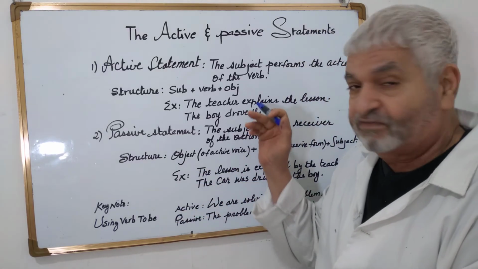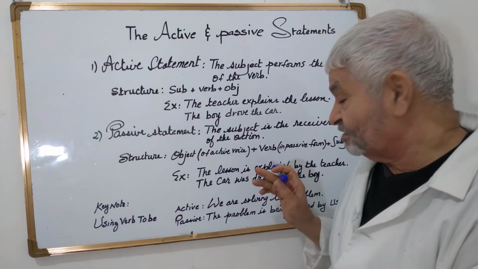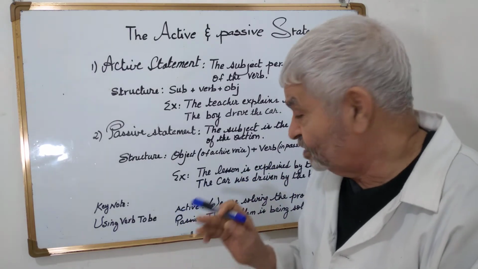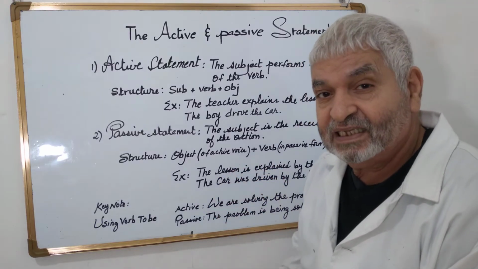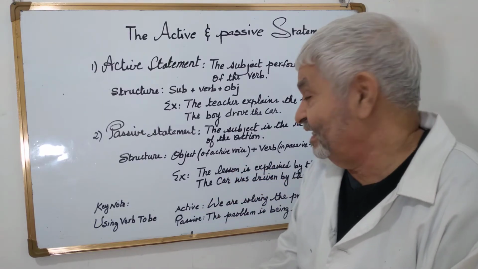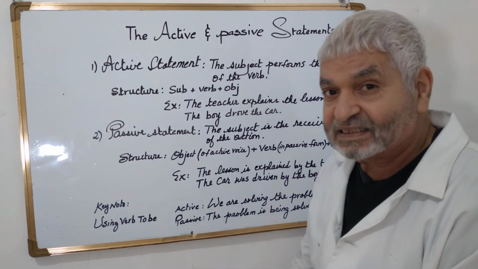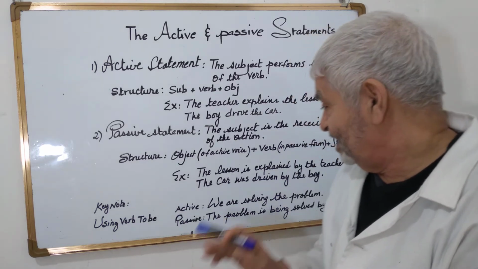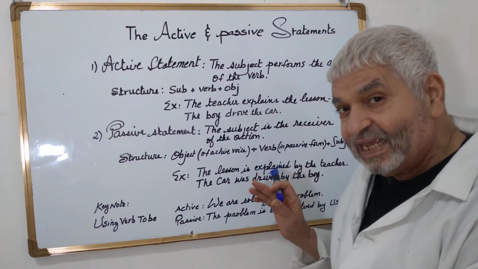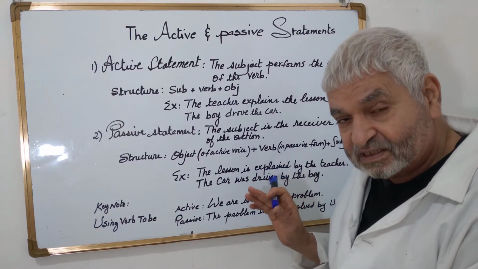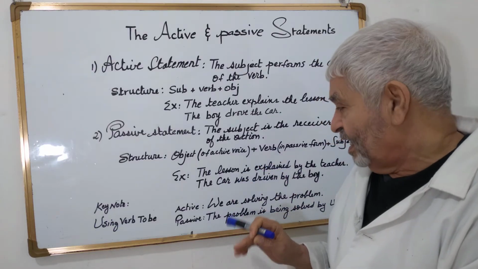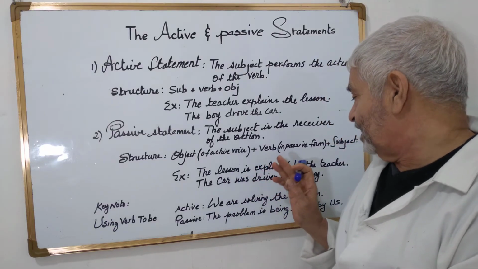And we know the verb of the action in the passive form, in the passive voice, has to be in the past participle. Don't forget that. Explained is with an ed because the verb is a regular verb. And we say the lesson is explained by the teacher.